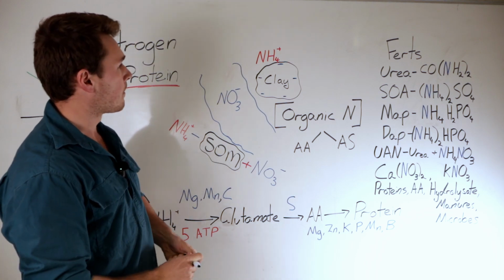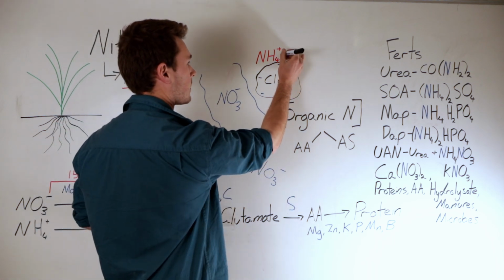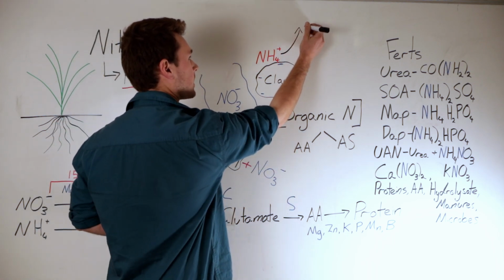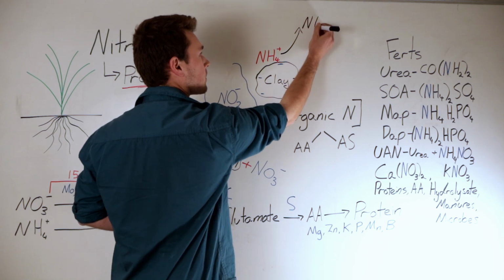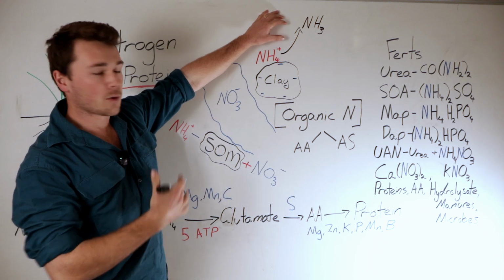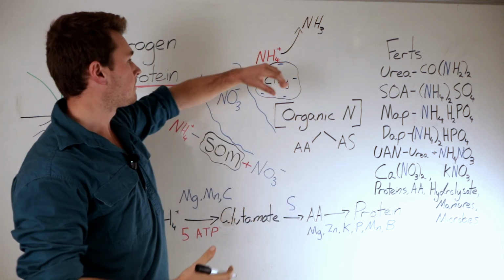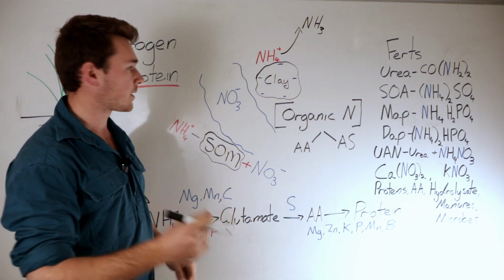Typically ammonium is in equilibrium with ammonia. So we can sometimes get that as a loss, which looks like that. It can be in the soil, but then it can also gas off into the atmosphere and it's lost. So that's a form of loss of ammonium. We'll touch on that a bit later when we talk about urea.